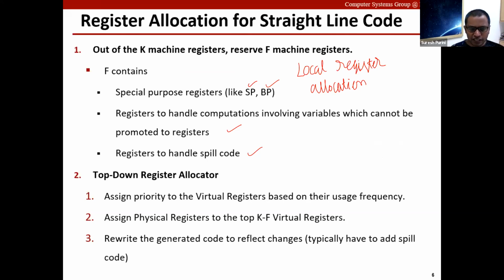Once we assign physical registers, we have to generate code or modify the code to reflect this mapping of virtual registers to physical registers. This is an extremely simple algorithm. We'll try to understand this by taking a look at this example.